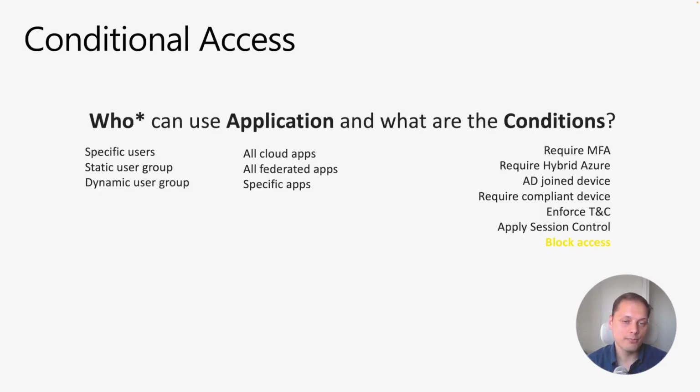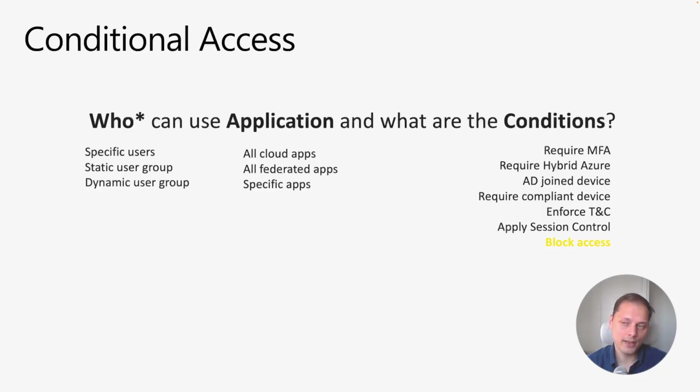But switching back to what it actually is: in conditional access policies, you can create a scenario based on which access will be either given or not given. And if access is given, you can require some additional things. For example, the scenario will be who can use which application and what the conditions are. By who we mean specific users, a group of users, roles, dynamic user groups and so on. By applications we mean basically any application registered in Azure AD.